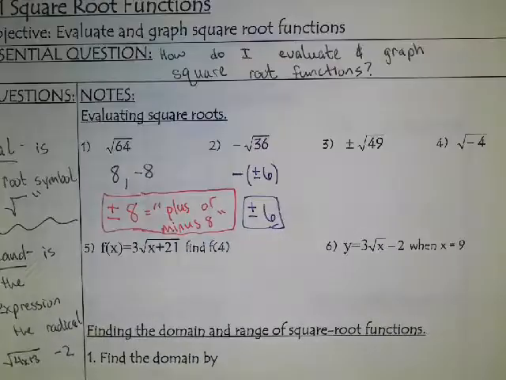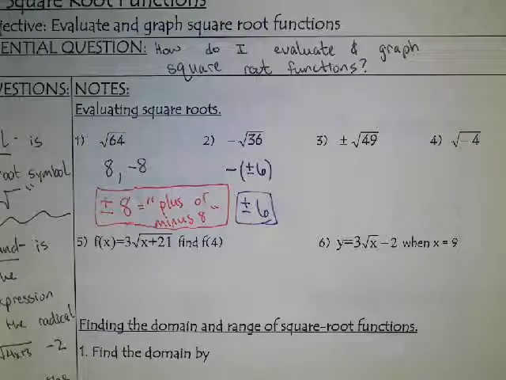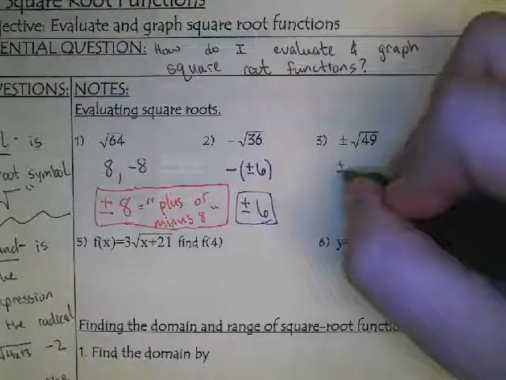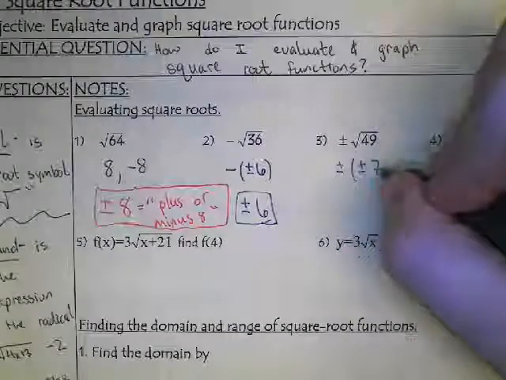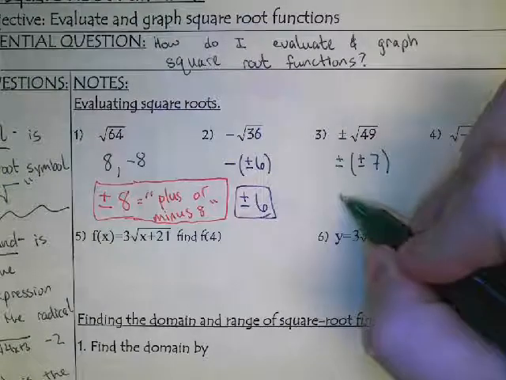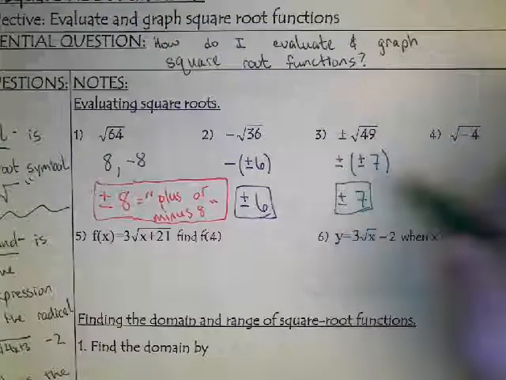And 3 already has our plus or minus on the outside, so it's essentially the same kind of process. If I had plus or minus 7, what's that going to do? Not much. It keeps everything the same, so we can just say plus or minus 7.